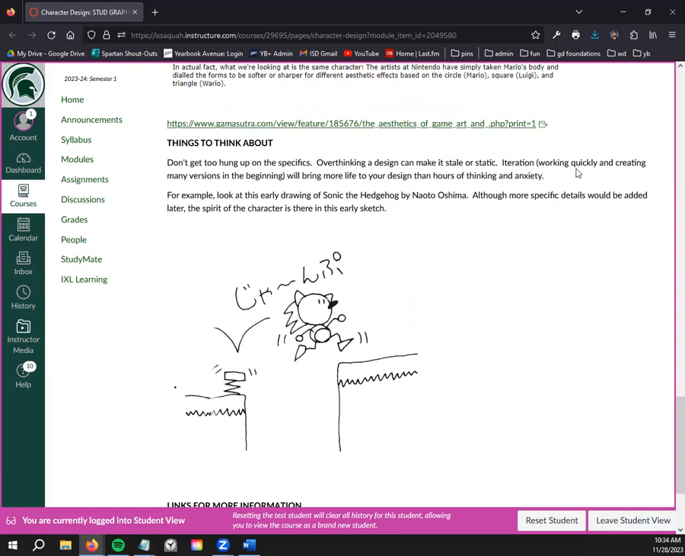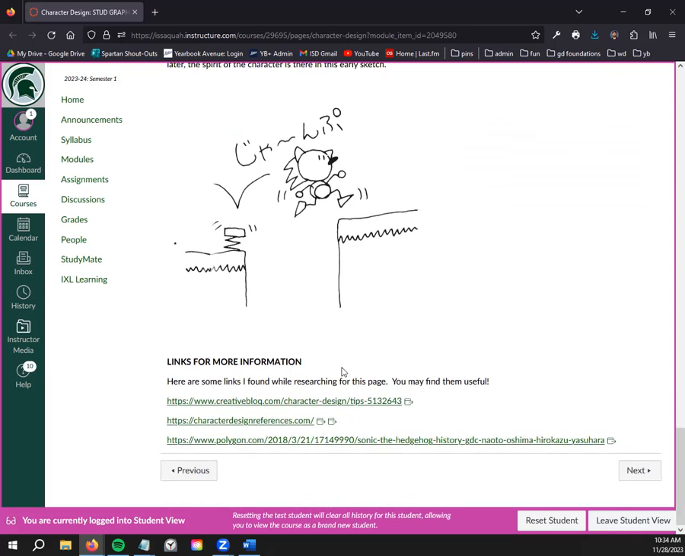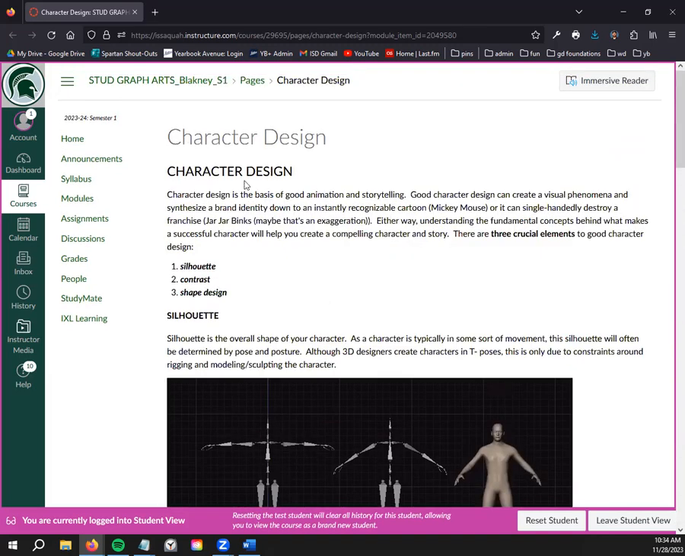All right. Iteration. So that's the thing I talk about when we work in waves. Creating many versions at the beginning brings a lot more life to your design than hours of thinking and anxiety, right? This is an early concept sketch of Sonic. Look how basic it is. And it captures a lot of Sonic's vibe, a lot of the energy that the original creator was going for. The spirit is there. And there are some more links here if you want to read those at your own pleasure.